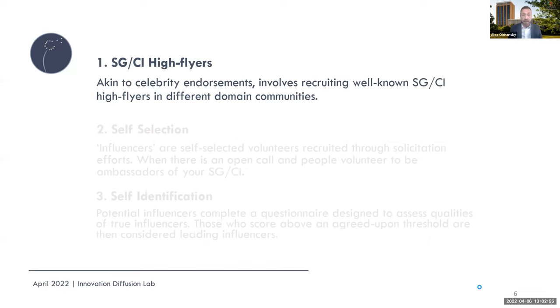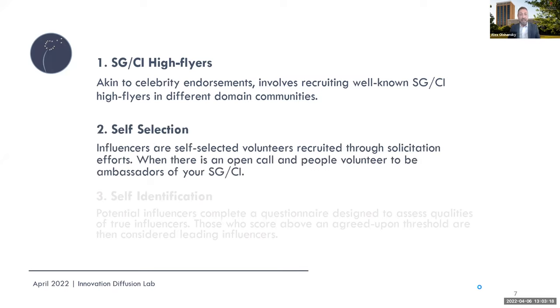The first technique involves Science Gateways and CI high flyers. This is akin to celebrity endorsements, which involves recruiting well-known Science Gateways and CI high flyers in different domain communities. These are generally well-respected, well-regarded people within their individual domain communities. The second method is self-selection. These are self-selected volunteers who are recruited through solicitation efforts. For example, when there is an open call and people volunteer to be ambassadors of your Science Gateways or CI.